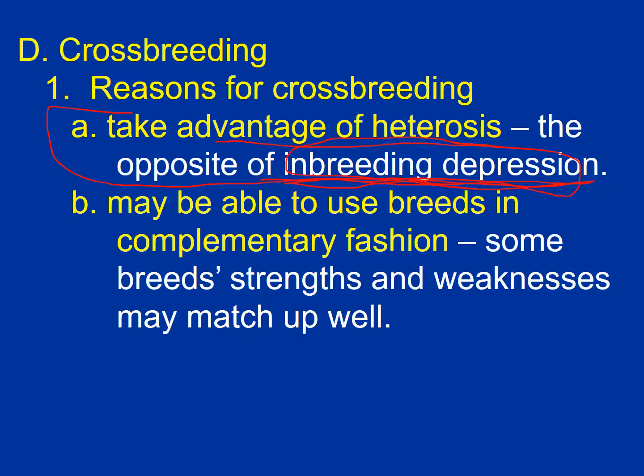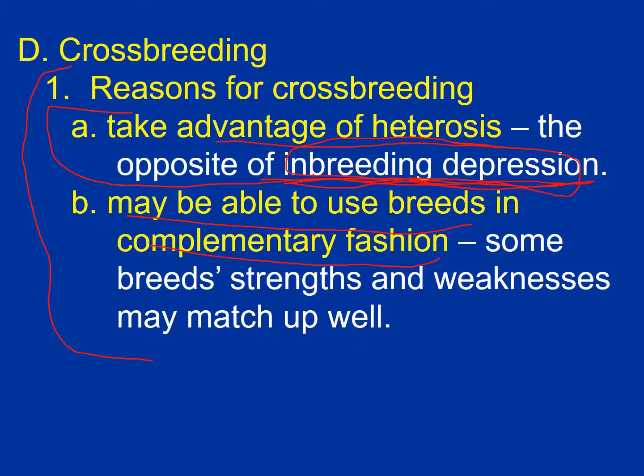By crossbreeding, we may also be able to use breeds in a complementary fashion. So we try to match up the weaknesses of one breed with the strengths in another. Especially if we have a fixed cross system, we may have some breeds that make extremely good mothers, and we can use those as mothers, while other breeds may perform the best in the feedlot, so we can use those breeds as terminal sires. So two reasons here to strongly consider crossbreeding.